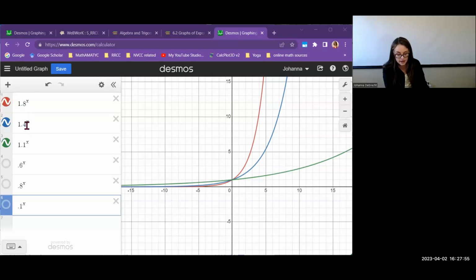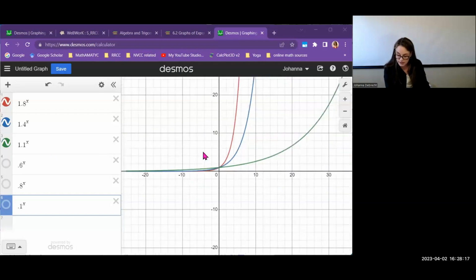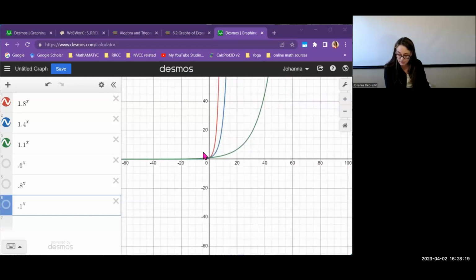So 1.8 to the x, 1.4 to the x, and 1.1 to the x. They're color-coded, so the red one here, 1.8 to the x, is the steeper one that we see coming right down here. Now 1.4 to the x, that's the next one that we see, and 1.1 to the x doesn't even almost look exponential. If you scroll out far enough, you can see they all are. And you can see that the one that's going up the fastest is the one with the largest base.